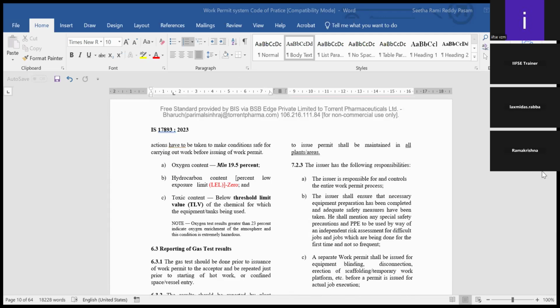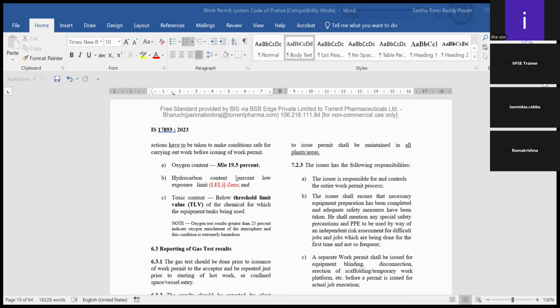Permissible limit 0%, madam. 0 ppm, sir. Permissible limit, 0 ppm. Okay. So basically they are suggesting less than a PEL or TLV. So permissible exposure limit or threshold limit value, which they calculate for 8 hours of duration.